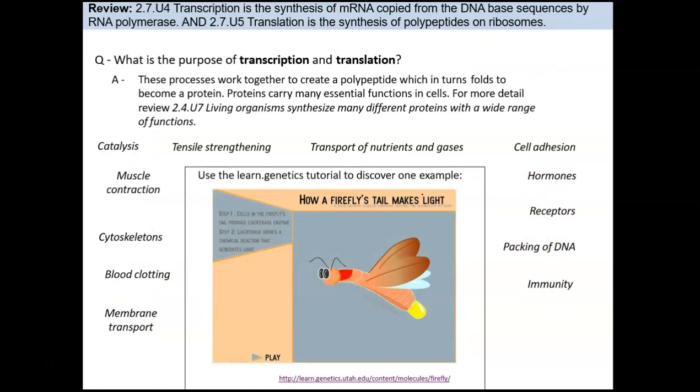Okay, there is a very nice video related to how a firefly tail makes light. So cool. I paused the video over here and let's watch the video together.